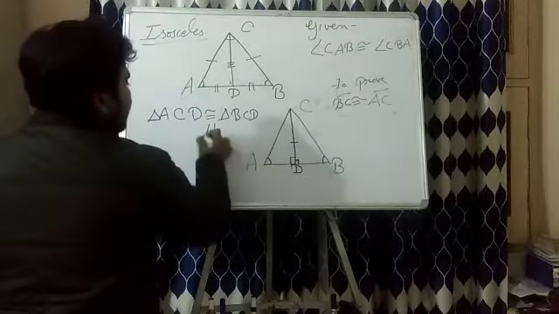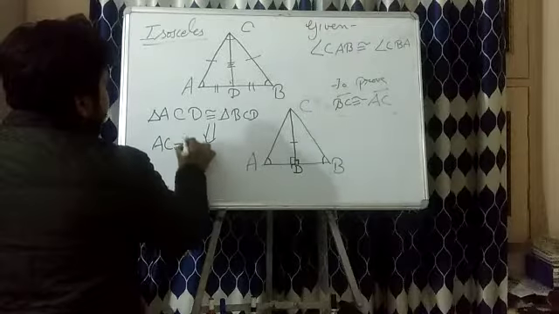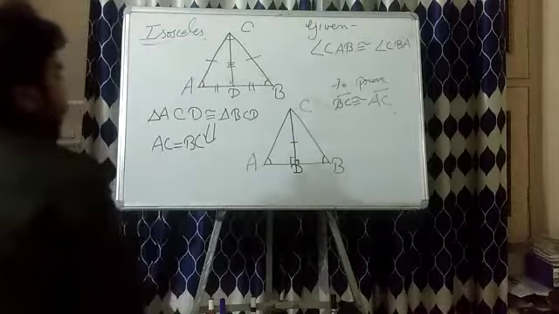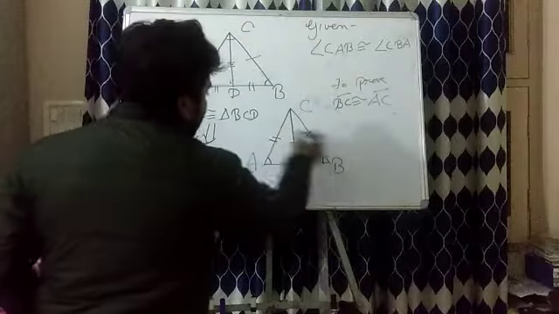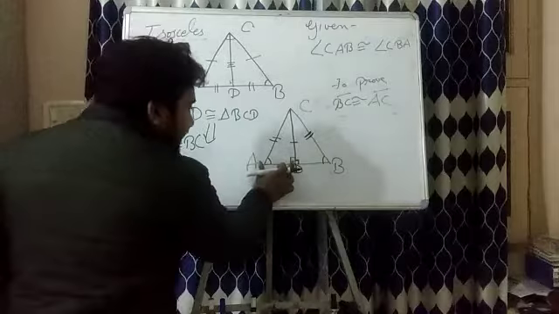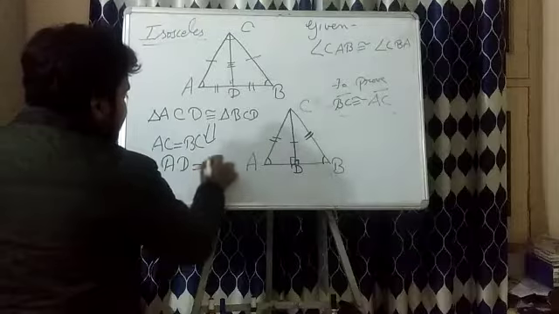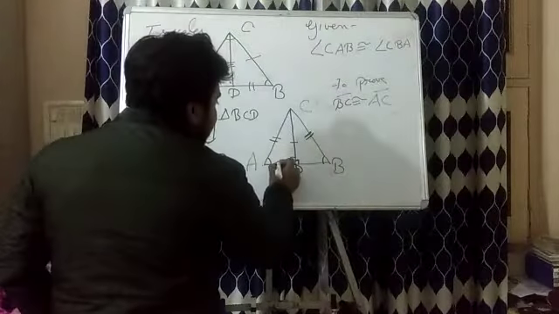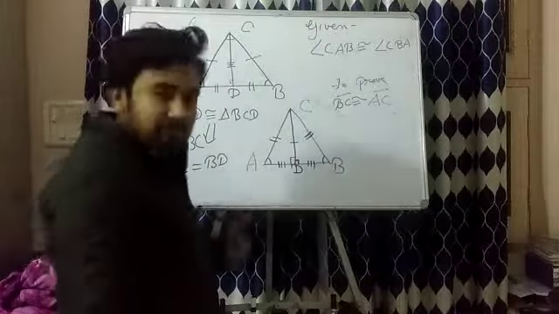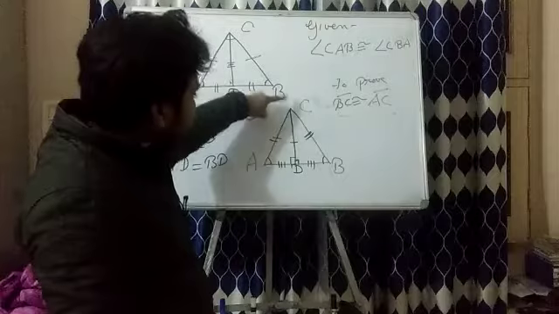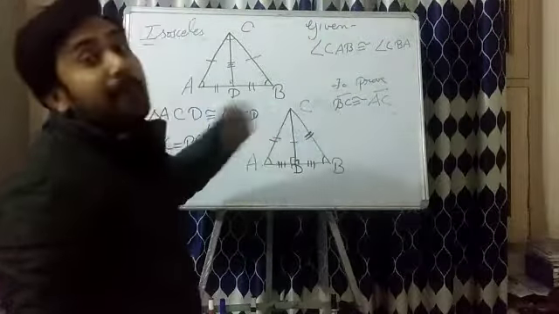So from here we can say that AC is equal to BC. Not only this, because these are corresponding sides, AD will also be the corresponding side to DB, therefore AD will be equal to BD. So there is extra information that we are getting: CD, which was a perpendicular to the side AB, turns out to be the perpendicular bisector.